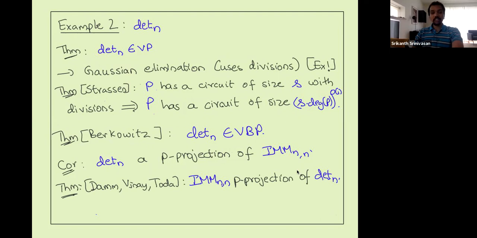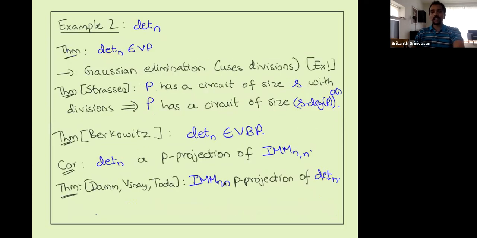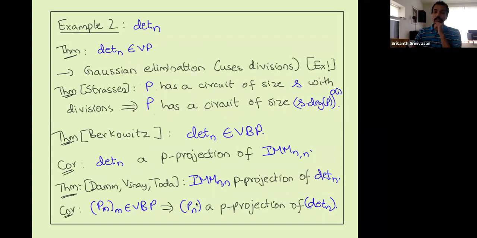So what this means is that the complexity class VBP that I defined as polynomials that are efficiently reducible to IMM could also have been defined slightly differently. It could have been defined in a similar way using the determinant polynomial instead. Every polynomial in VBP reduces to IMM, but IMM itself is a p projection of the determinant. And so every polynomial sequence in VBP is actually a p projection of the determinant. We could have used this definition instead to define the same thing. And these two problems, determinant and IMM, are computationally more or less equivalent to each other.